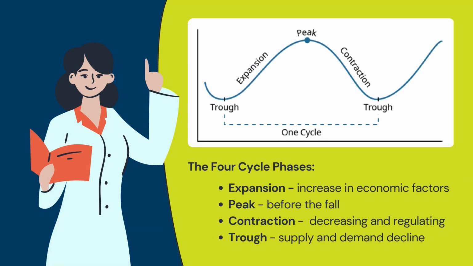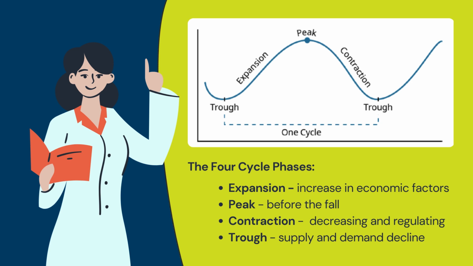There are four phases in a business cycle. First is the expansion. In expansion, this refers to the increase in all economic factors such as income, supply, and demand. So during this stage, there is an increase in consumers' confidence. As a result, people spend more money and pay their debts more comfortably. So many companies grow and thrive in this stage.